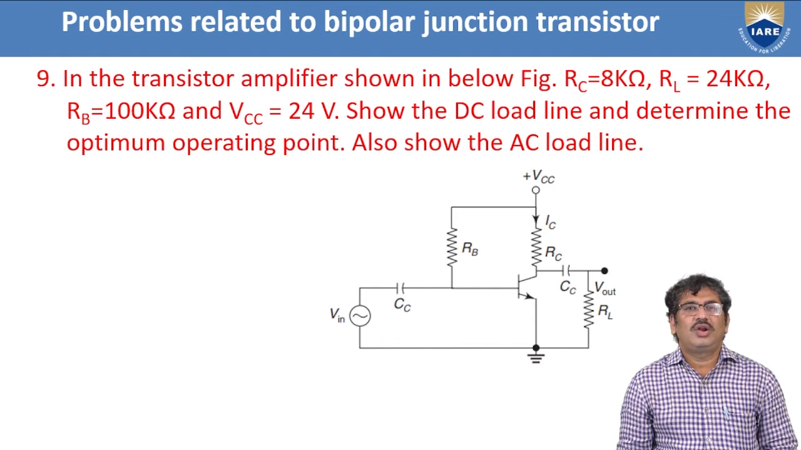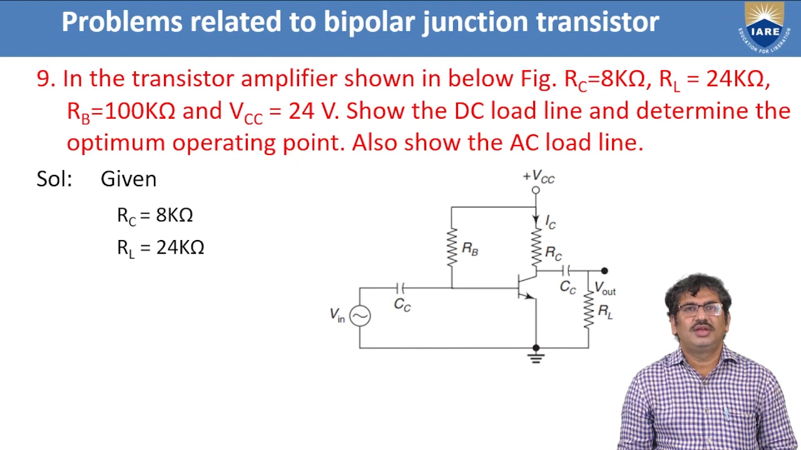For drawing the DC load line, first we'll consider the given values. RC is equivalent to 8 kilo ohms. Load resistance RL is equivalent to 24 kilo ohms. Base resistance RB is equivalent to 100 kilo ohms. Supply VCC is equivalent to 24 volts.